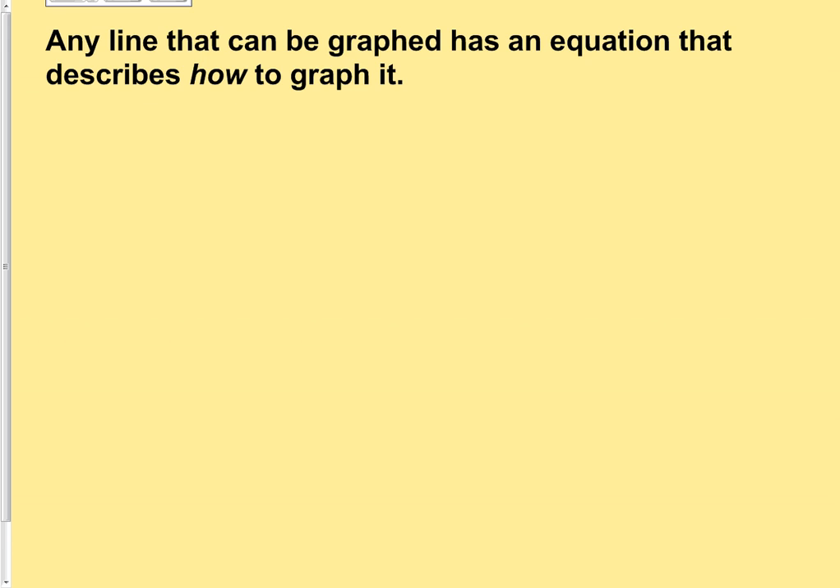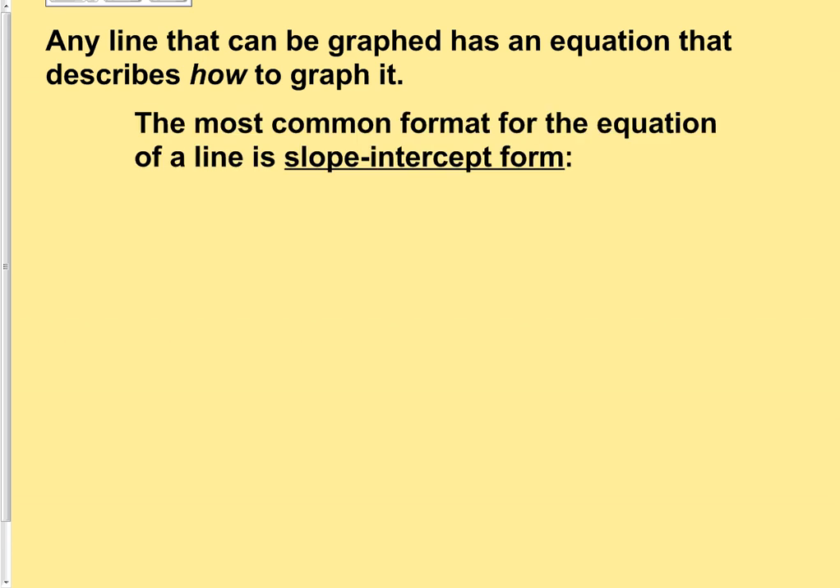Any line that can be graphed has an equation that describes how to graph it. That's true not only for lines, but for all types of equations. Obviously, something that exists in a graph cannot do what it does without an equation that tells it how to behave in the graph. The most common format for the equation of a line is slope-intercept form.